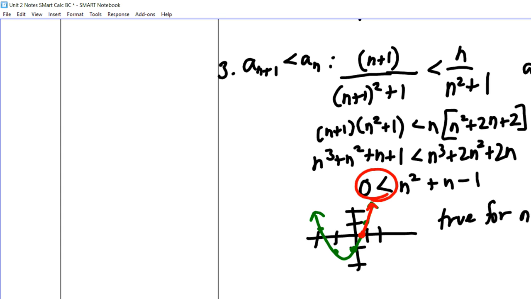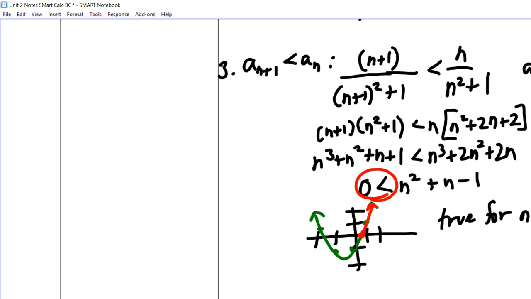Is this guy true for n greater than or equal to 0? No, because back here we're negative, right? Okay, so that's the first integer value I can pick. So we have shown that the conditions have been met for some n going forward. Yes? Questions about that part so far?